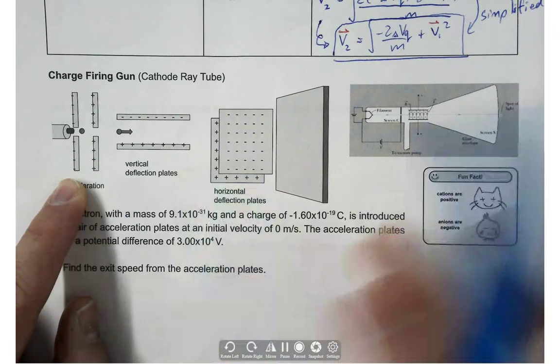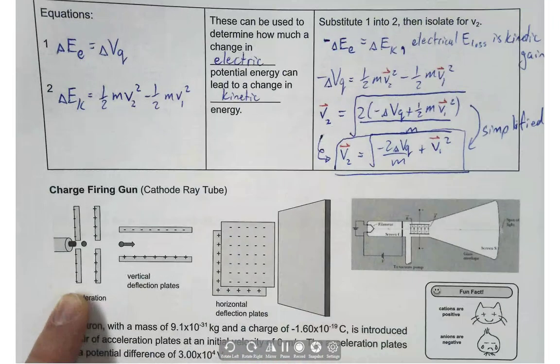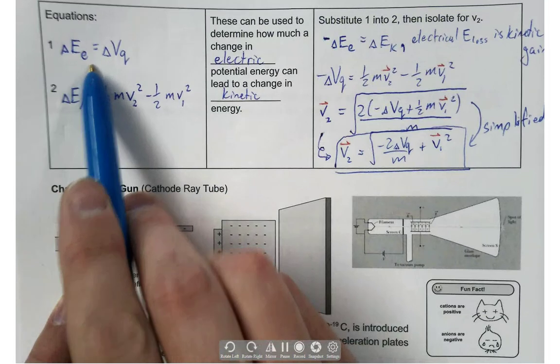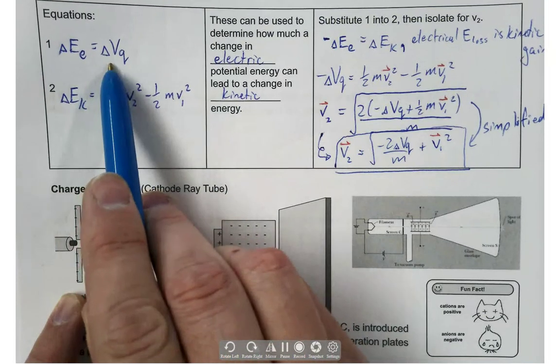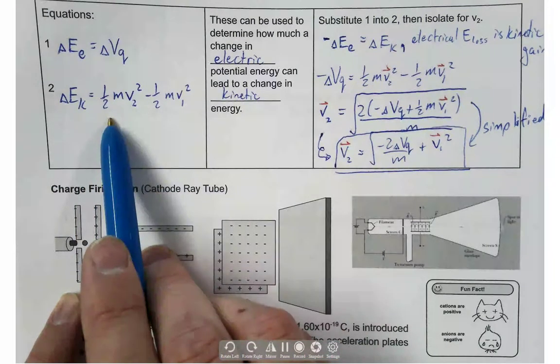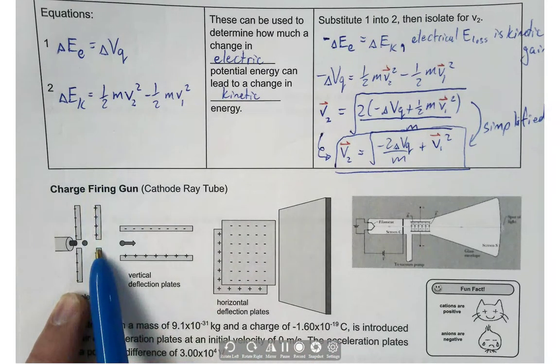And what we just talked about was the fact that if we could figure out what the difference in electric potential energy is across those plates for a charge moving from one side of the plate to the other, so across a voltage, that would be able to tell us how much kinetic energy that particle would have as it gets to the other side of those plates.